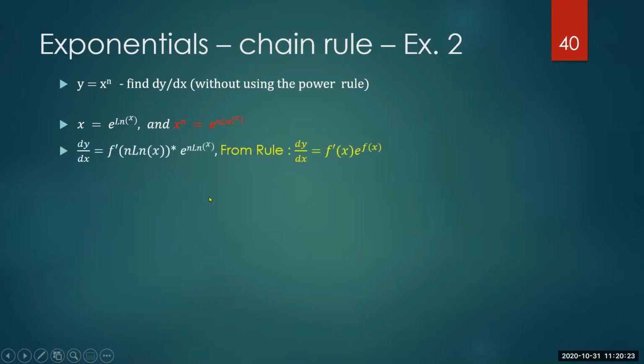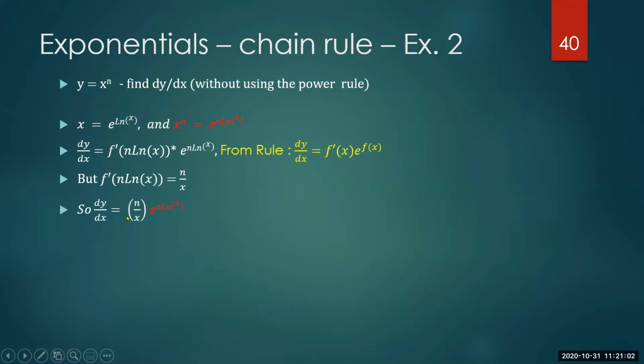And so dy/dx is equal to the derivative of n times the natural log of x, multiplied by e to the power of n times the natural log of x, and that's from the rule, because the rule says dy/dx is f'(x) times e to the power of f(x). And the derivative of n times the natural log of x is equal to n over x, because when you differentiate the natural log of x, you get 1 over x, and when you multiply it by n, you get n over x.